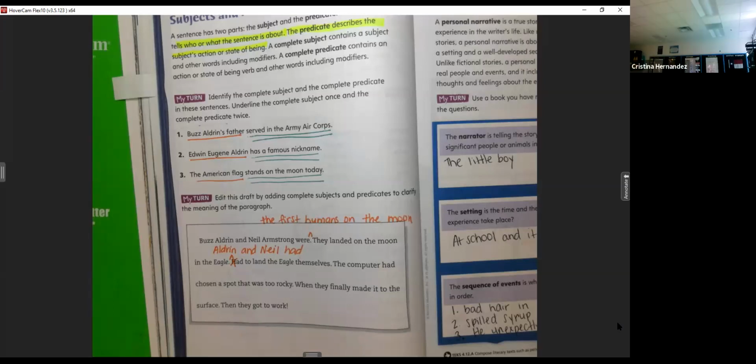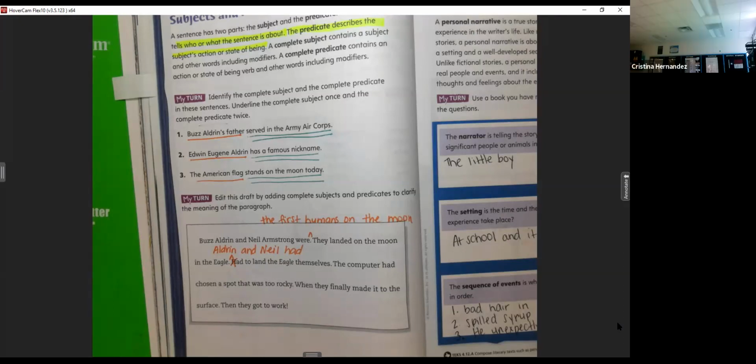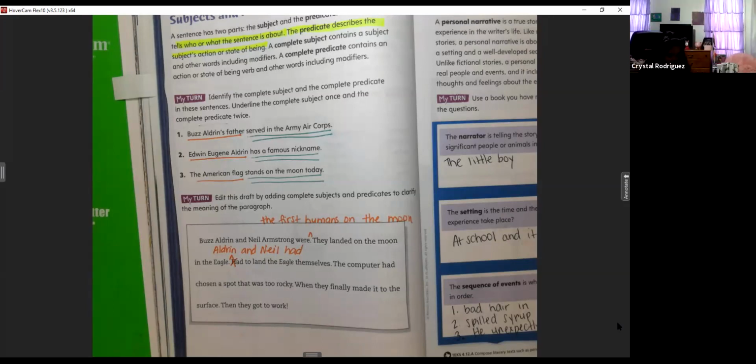The computer had chosen a spot that was too rocky. Is that a complete sentence? No. Here? Oh yeah, that is bad. Yeah, because the subject would be the computer, and then the predicate will be what comes after.